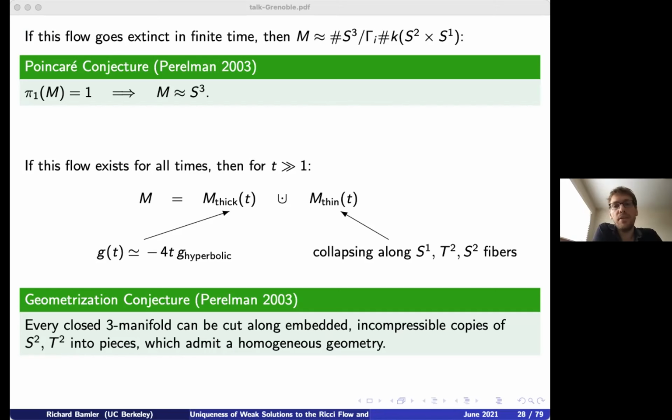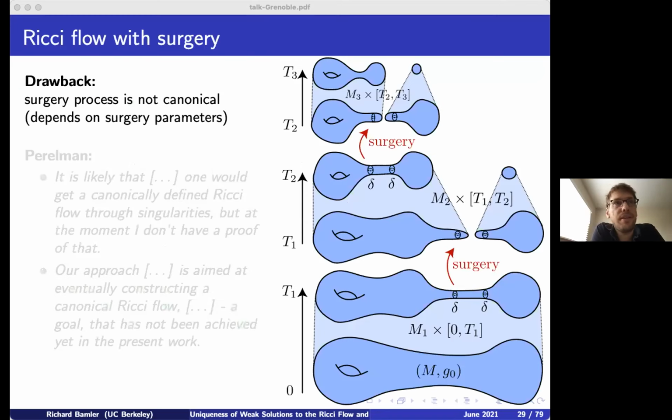Okay, so this flow was very useful, and it seems like a very powerful tool. But this Ricci flow with surgery did have one drawback. The drawback is that the surgery process has to be performed by hand, and it's not canonical. That means we have to make certain choices whenever we perform a surgery, and there doesn't seem to be a canonical option for some of these choices.